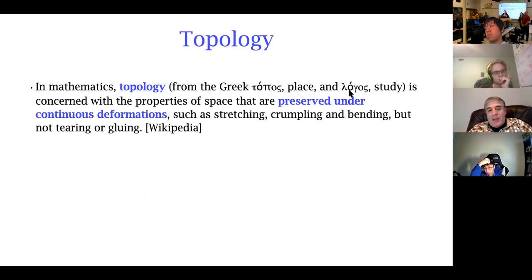So again, in mathematics, topology is a part of mathematics concerned with properties of space that are preserved under continuous deformations. So basically, you have to assume that the world is made out of rubber, and you can deform things any way you want, but you're not allowed to cut or glue things together. But any deformations are allowed. If there is some property which does not change under such deformations, it's called a topological invariant.